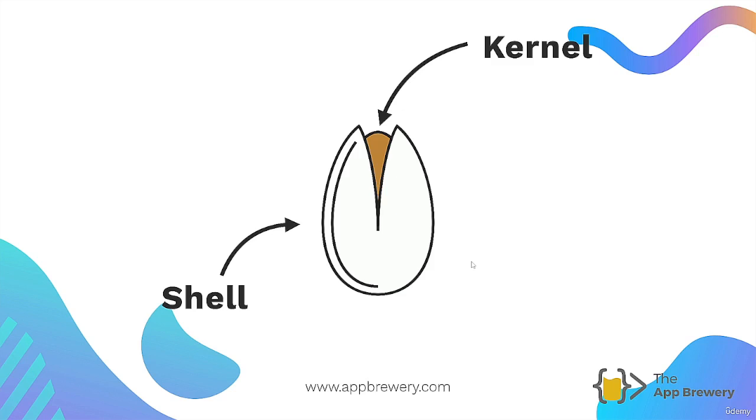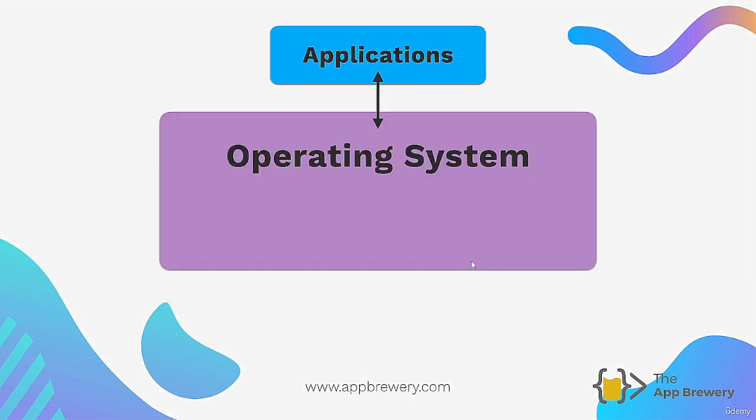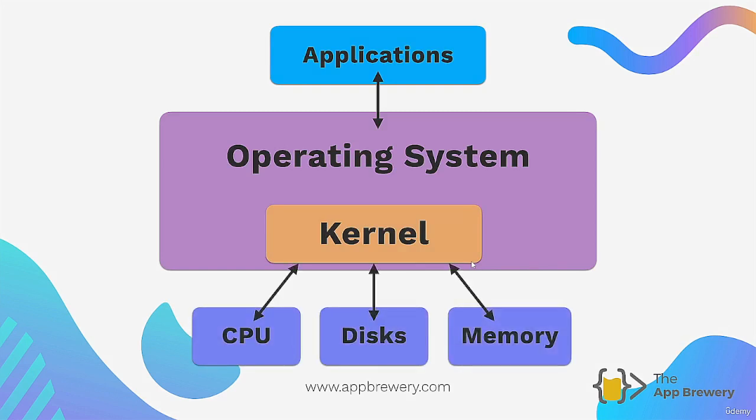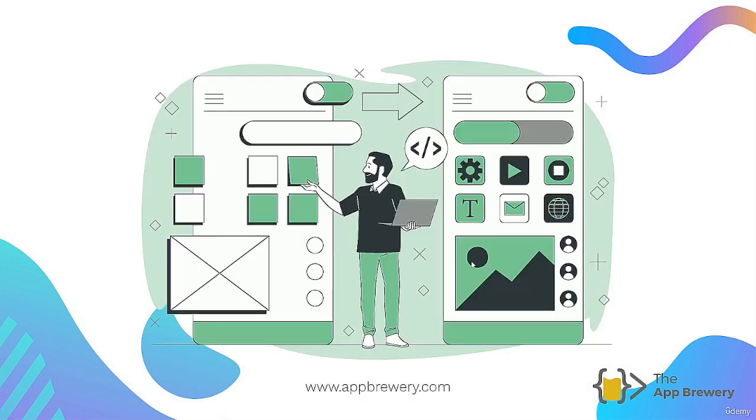If your operating system is a pistachio, then the actual nut is the kernel. And in computing, the kernel refers to the actual program that interfaces with the hardware. So it's the core of your operating system. Now, the shell in computing refers to the user interface for you as a human to be able to interact with the kernel and in turn with the hardware of your computer.